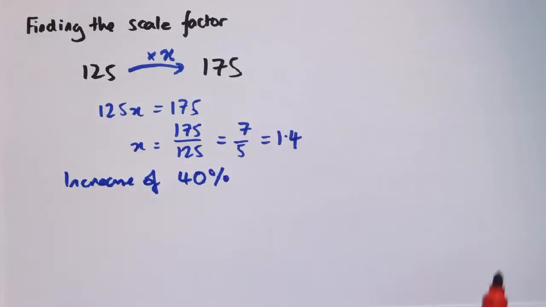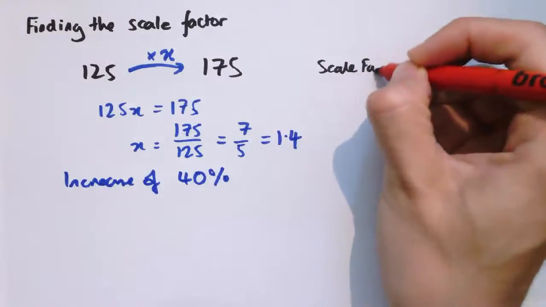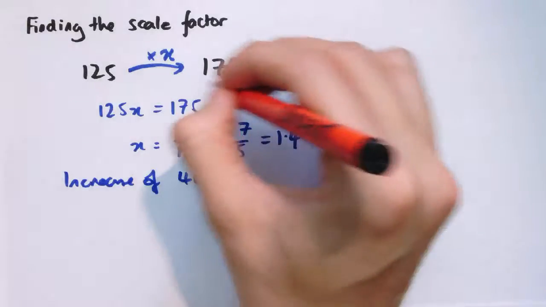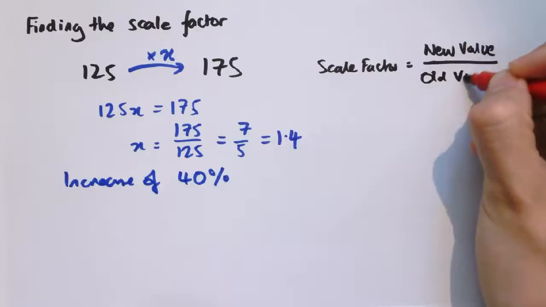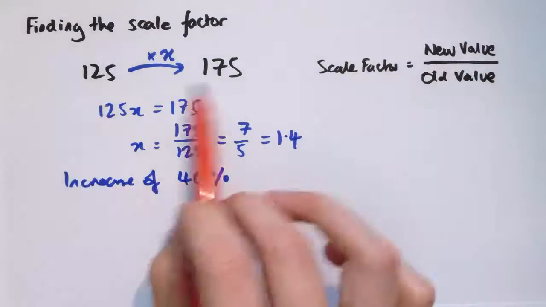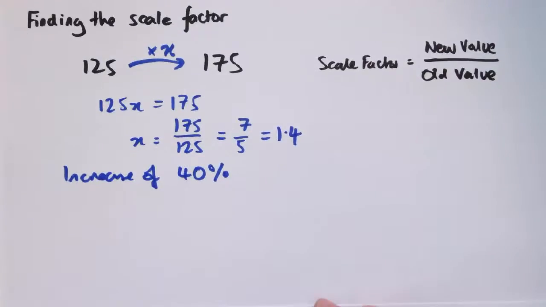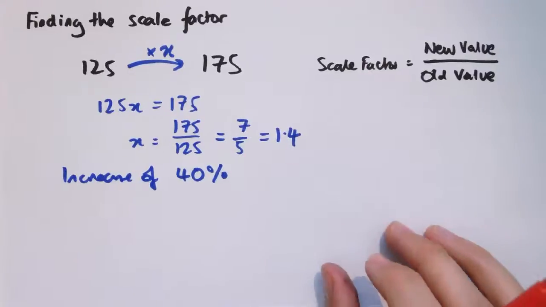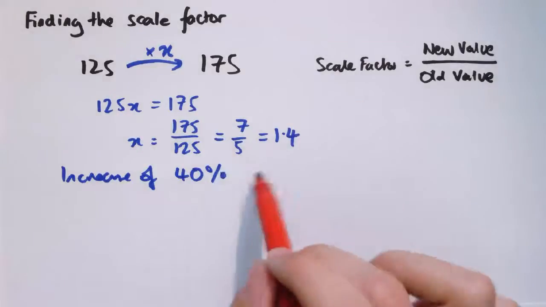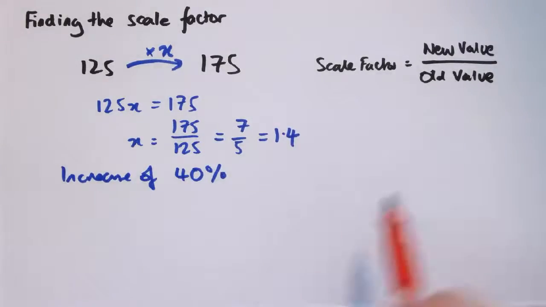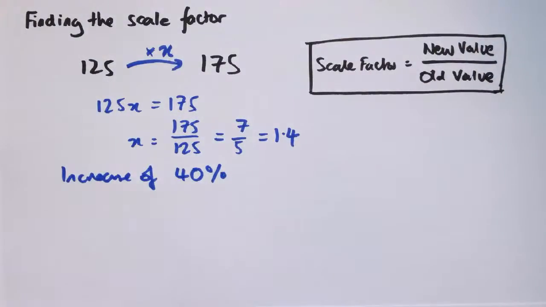So this is true in general, that the scale factor is the new value divided by the old value. So we've taken 175 divided by 125, and that will always work. Now, new and old don't necessarily mean new and old in terms of time, and depending on the problem, it might be that it was a previous price and a current price, or it might just be a length in one shape and a length in another shape that we're thinking of as the new and the old value. But it's worth remembering that to work out the scale factor, you just take the new value and divide it by the old value.